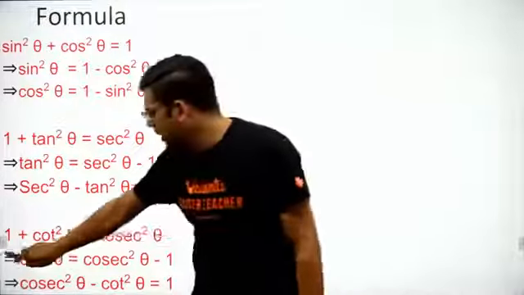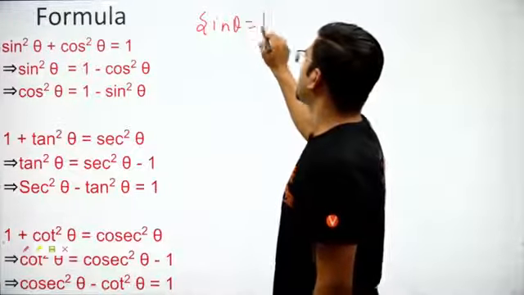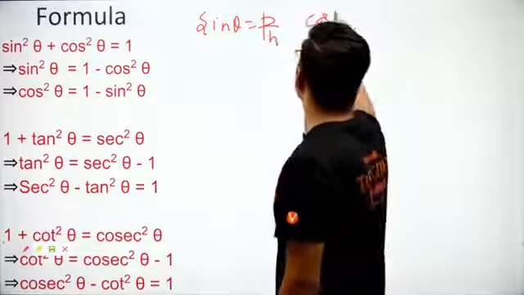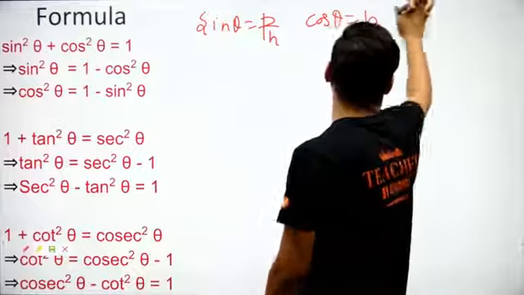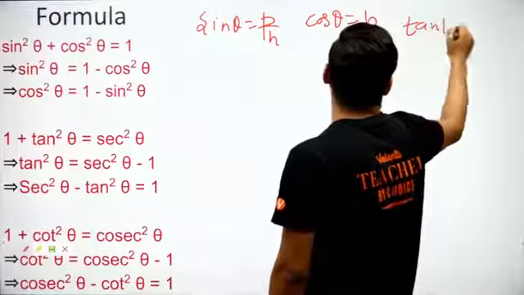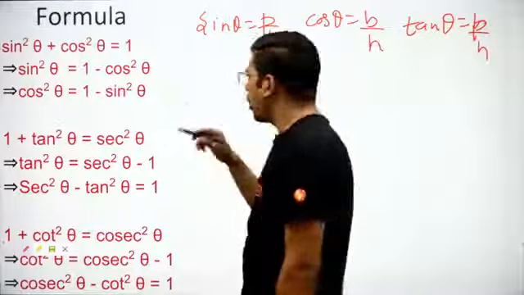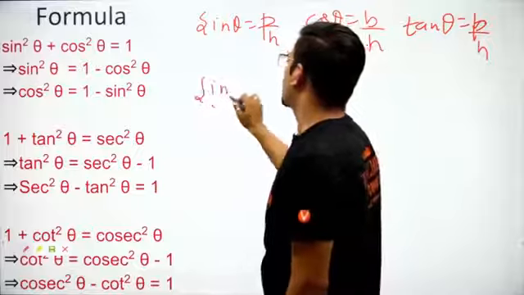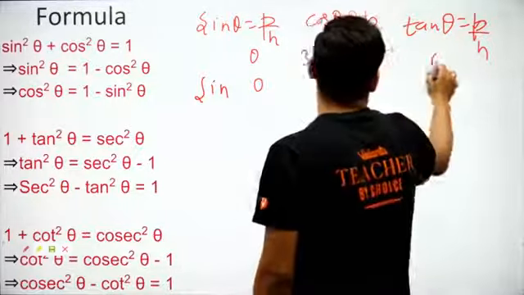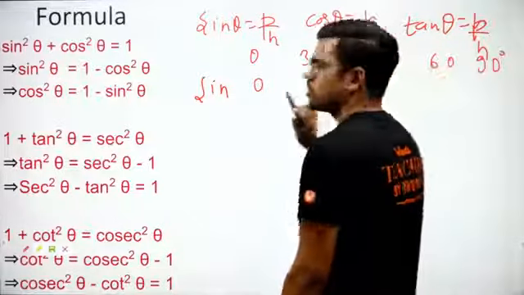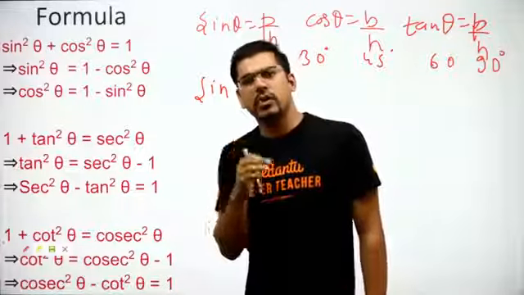Here I have not used the basic formulas which you all must be knowing: sin theta is equal to P by H, cos theta is equal to B by H, and tan theta is equal to P by B. I have not used these basic formulas. For example, sine 0, sine 30 degree, sine 45 degree, sine 60 degree and 90 degree. I have also left these out just because these formulas are very basic. If you don't remember it, no issues.